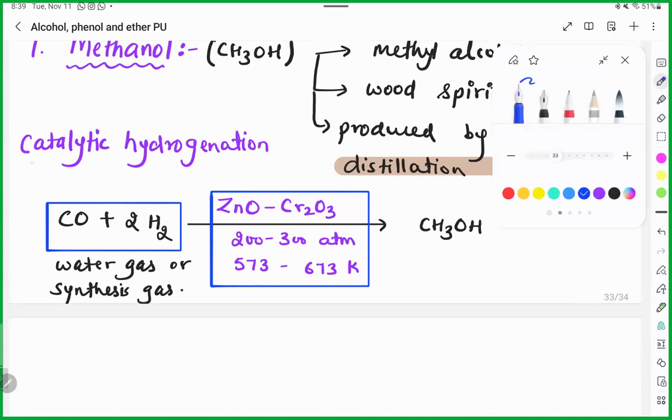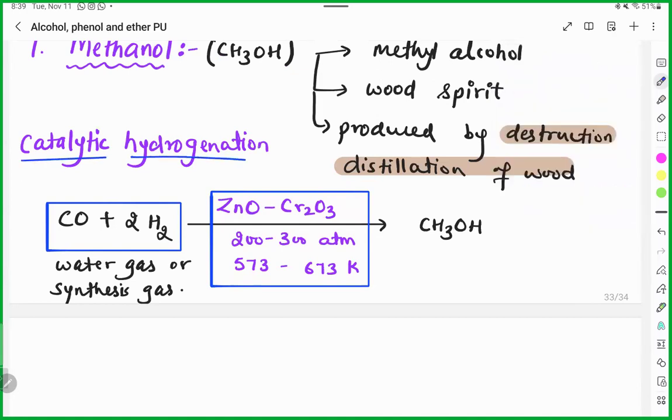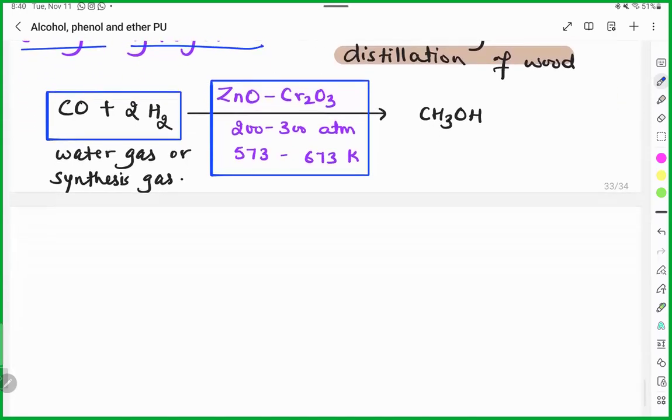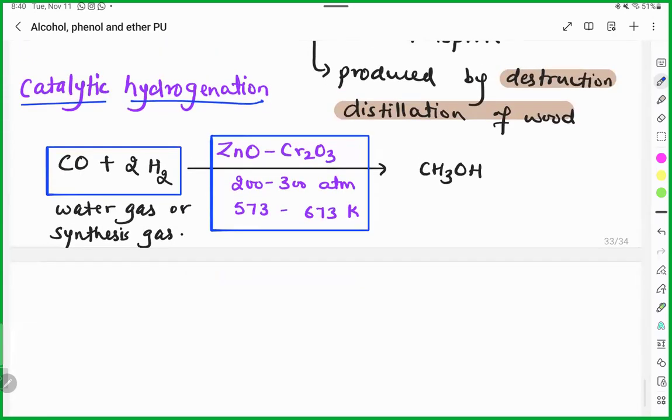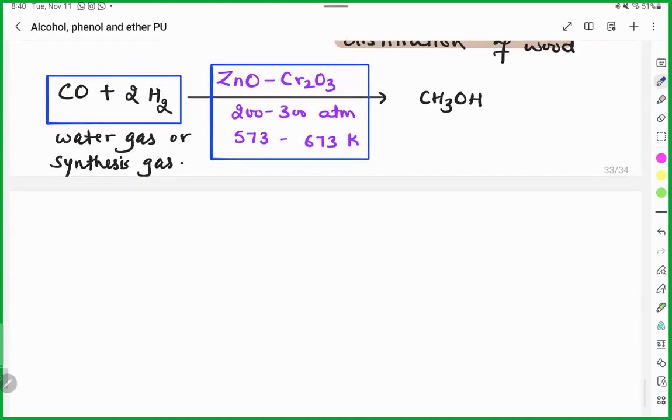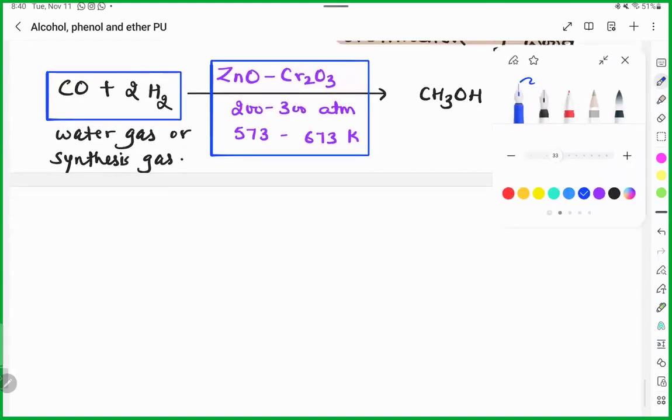What is the name of the catalyst? Zinc oxide and chromium oxide. This is the basic information about how to produce methanol. They can ask what the properties of methanol are.